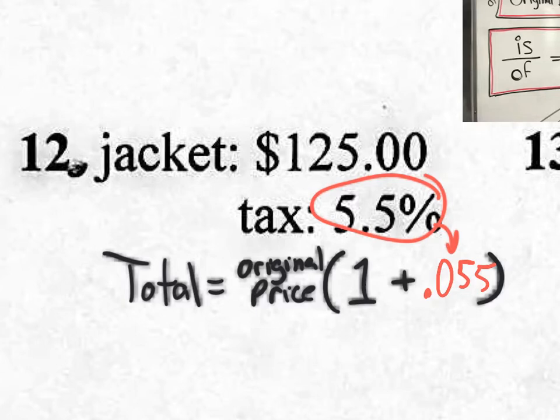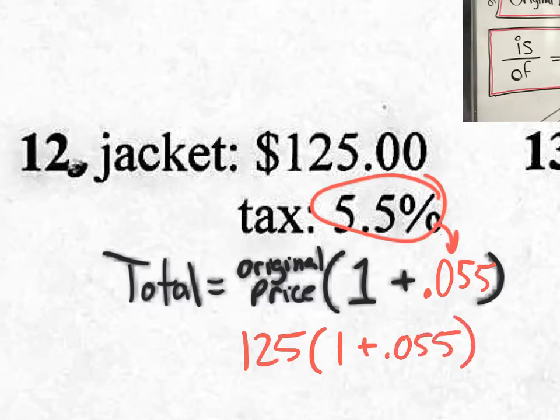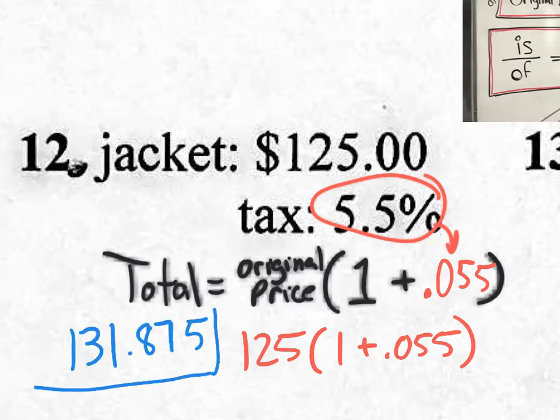The original price, I forgot to put that in, is going to be $125. And you could put this all the way it is on the calculator, or in your head you could say 1 plus 0.055 is 1.055, and just multiply 125 times 1.055. Anyway, the answer will be, so with the calculator, guys, I got 131.875. We're talking about total dollar amount. However, dollars, when we're talking about money, you have dollars and cents.